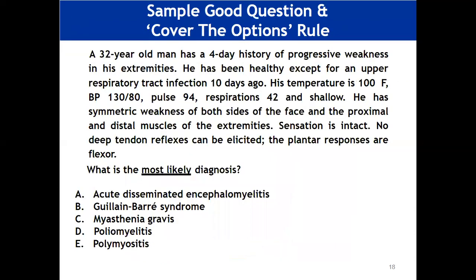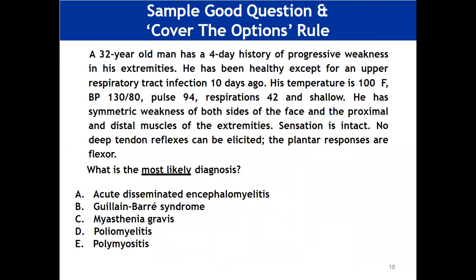For example, there is a question. A 32-year-old male has a 4-day history of progressive weakness in his extremities. He has been healthy except for an upper respiratory tract infection, and then there is other information as well. Then in the end, what is the most likely diagnosis?